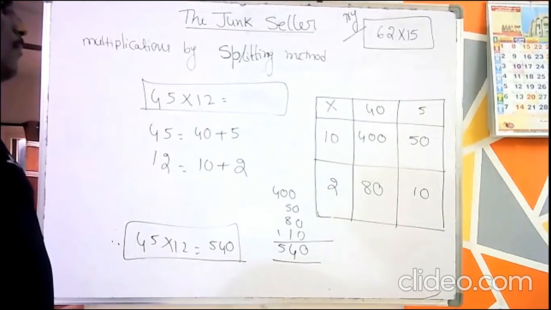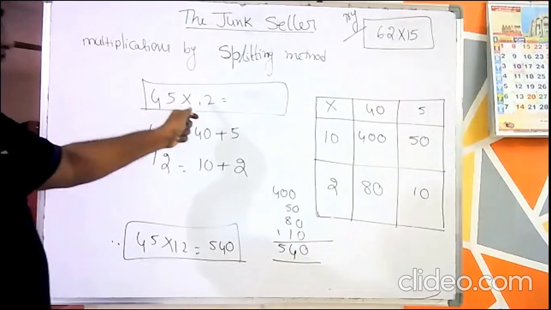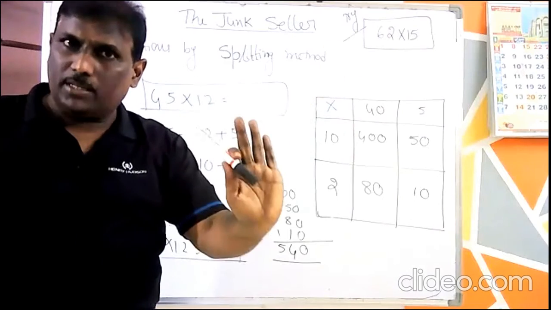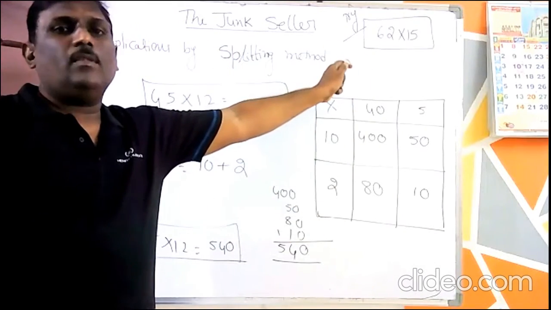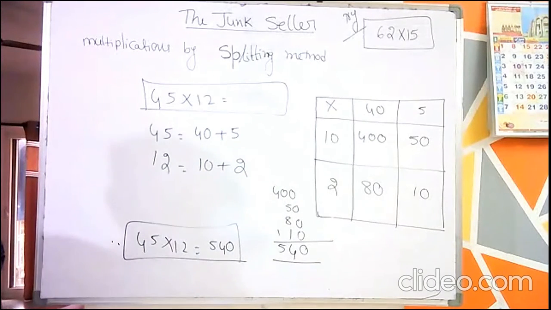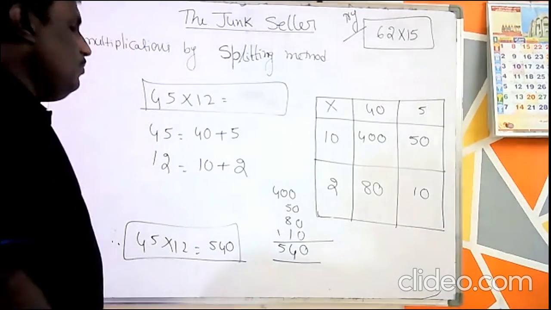Those who completed the first question can try 62 into 15. If you complete it, don't waste your time. You can try this, 62 into 15. Sir, we need to draw the whole table? Yes, whatever is there on the board, you have to do everything.